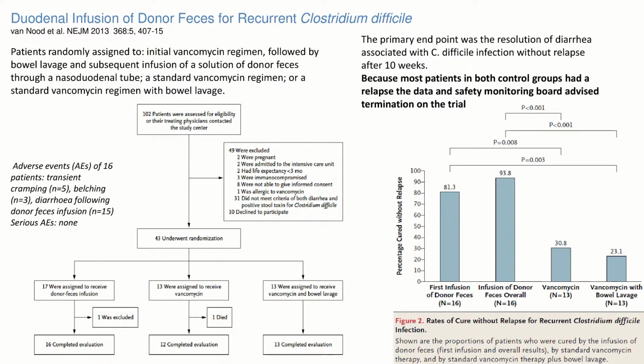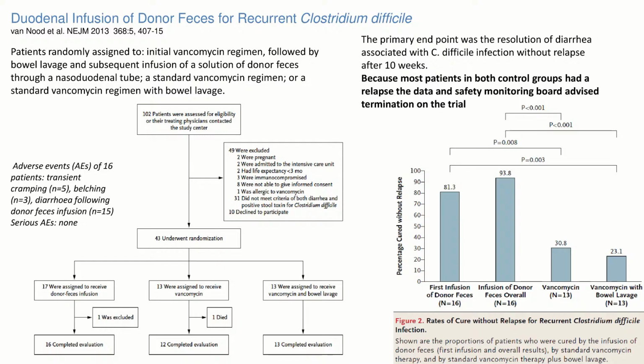It was a small study. And the reason it was a small study is because there was an interim analysis that was planned midway through where the participants up until that point were unblinded, and they looked at the effect of the fecal microbiota transplant. And you can see the results on the right-hand side. So this is the percentage of patients who were cured of their C. diff infection without having a relapse after 10 weeks of follow-up.